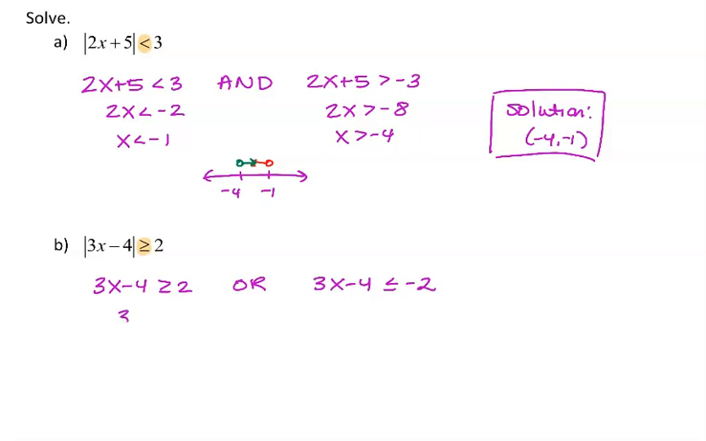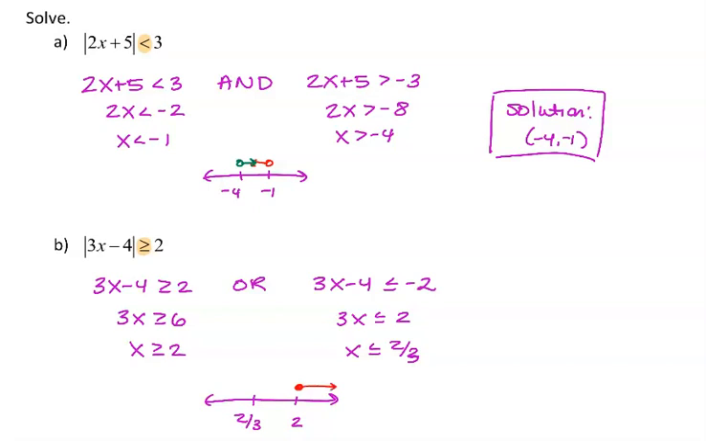So adding 4, we have 3x is greater than or equal to 6, so x is greater than or equal to 2. Here adding 4, we have 3x is less than or equal to 2, so x is less than or equal to 2/3. So picture these on a number line: 2/3 and 2. So x is greater than or equal to 2. It's going to go off to the right from 2. Less than or equal to 2/3, it's going to go to the left from 2/3.